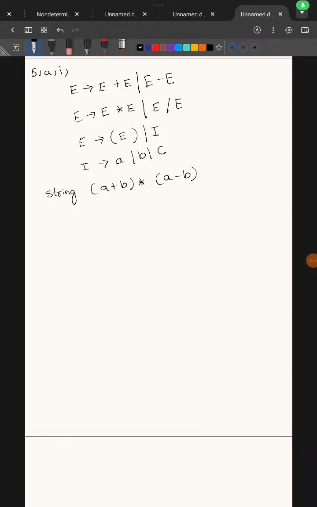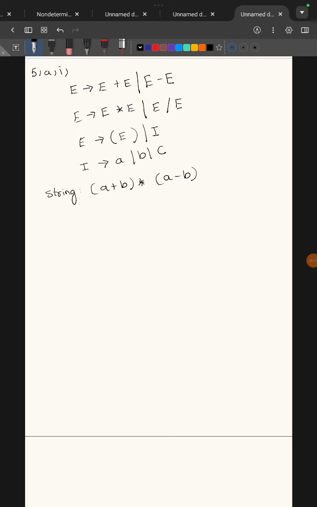5A first part question, they have given you a grammar and they have given you a string. The question clearly says that you have to obtain an unambiguous grammar. So for the given question you have to first obtain the unambiguous grammar and then you have to solve and show the given string based on the grammar that you have got. They are not asking you to prove whether the given grammar is ambiguous or not for this one.